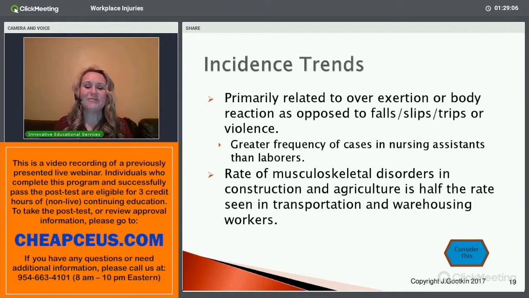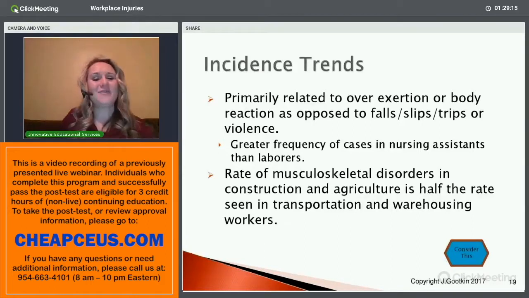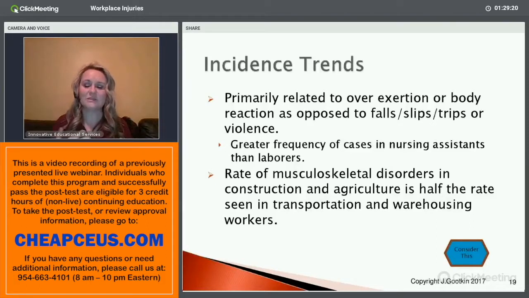So when they look at the different work settings, we've actually done a good job as a society and professionals in educating individuals about their backs, right? Everyone is pretty well aware that we're using better mechanics with our backs and our lifting. And they've actually seen that construction workers and agricultural workers, where there's a lot of lifting involved, have fewer injuries than individuals in transportation, warehouse work, and the nursing profession.